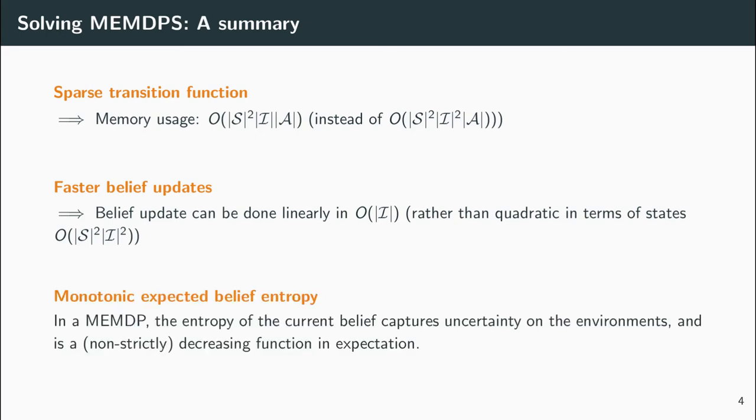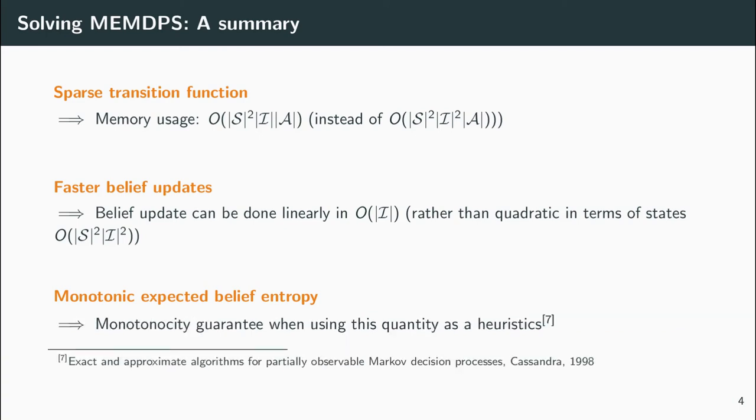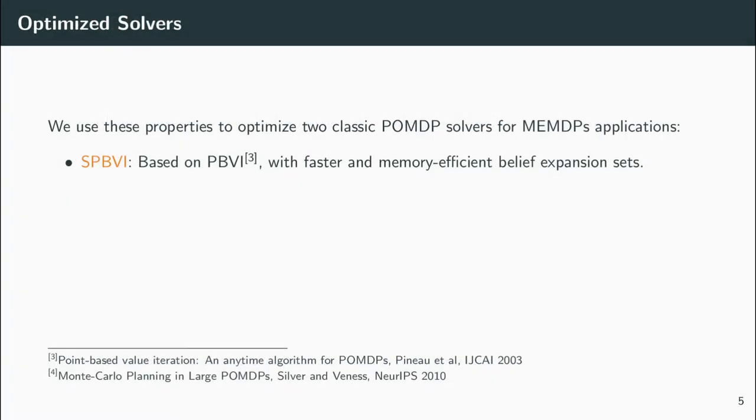Finally, the last property concerns the expected entropy of the belief. What we observe is that this is a decreasing function. This means that every time we update the belief, our uncertainty about the current environment will decrease. This is useful because in some algorithms we can actually use this quantity as a heuristic to guide the process. Once we have these properties, then we can import them into standard solvers.